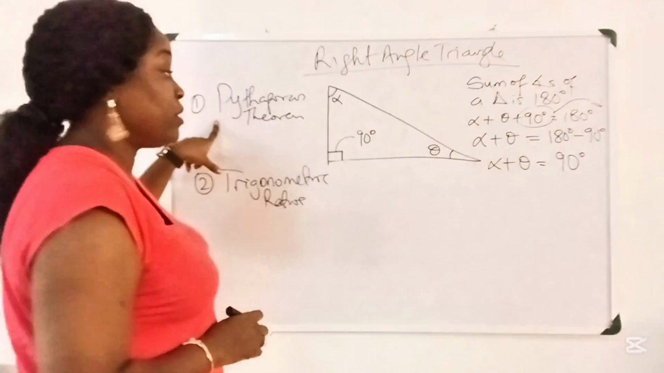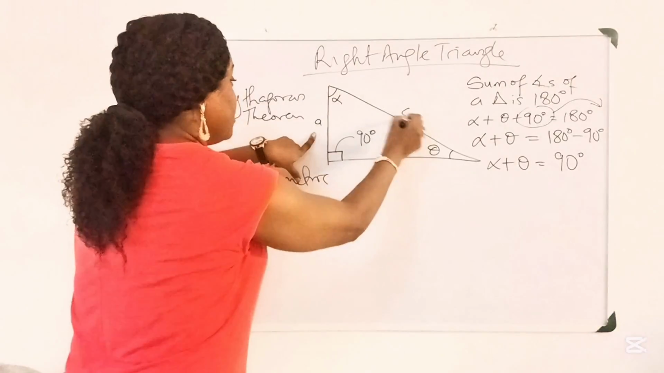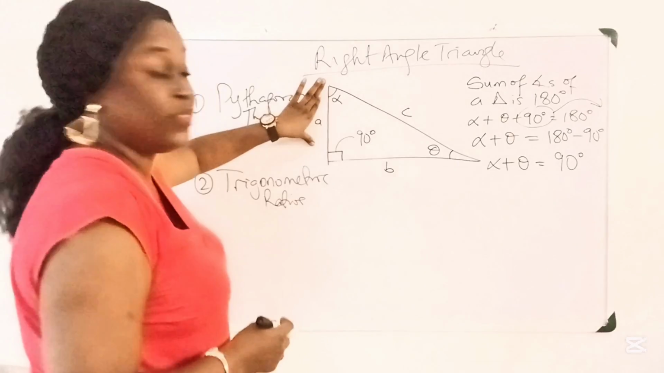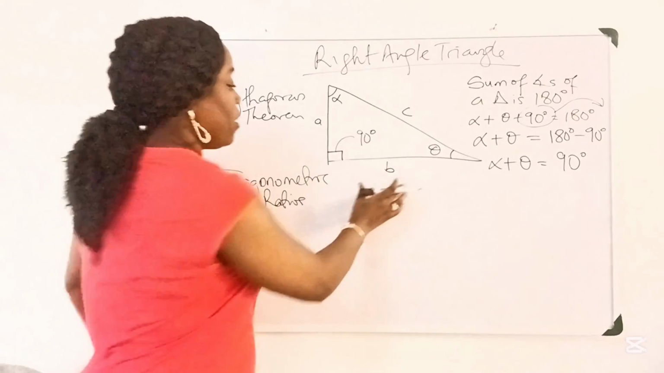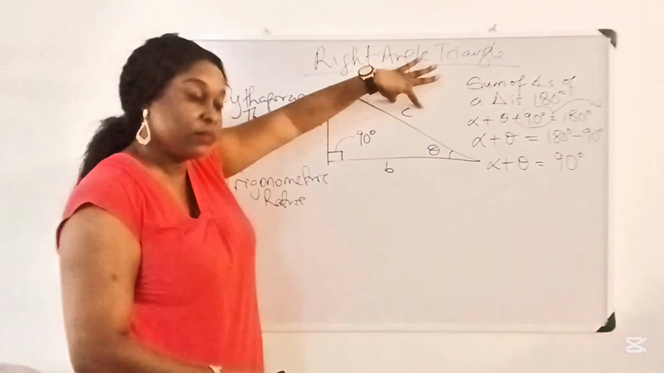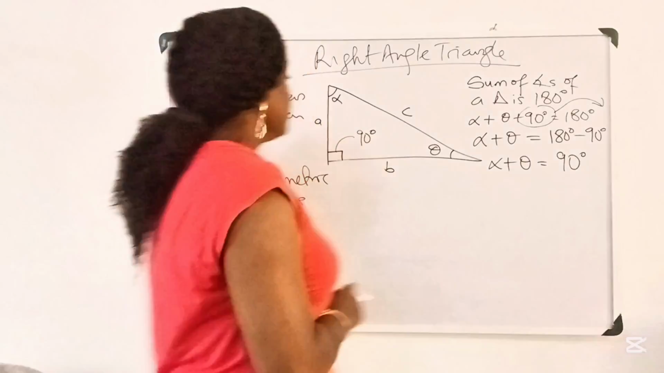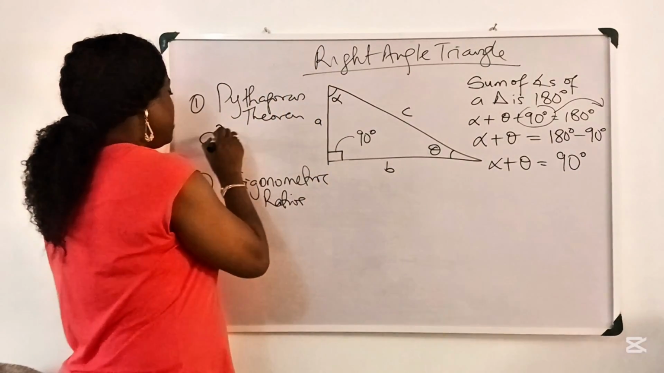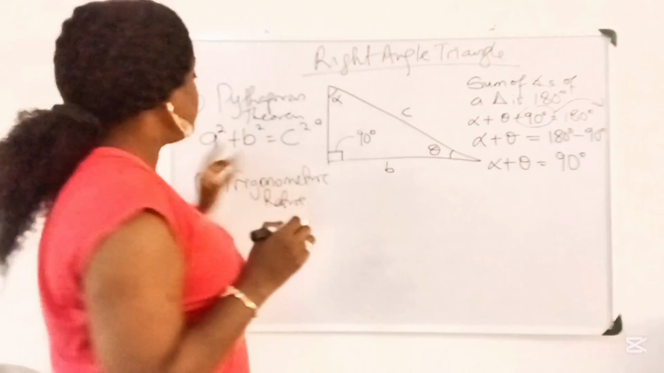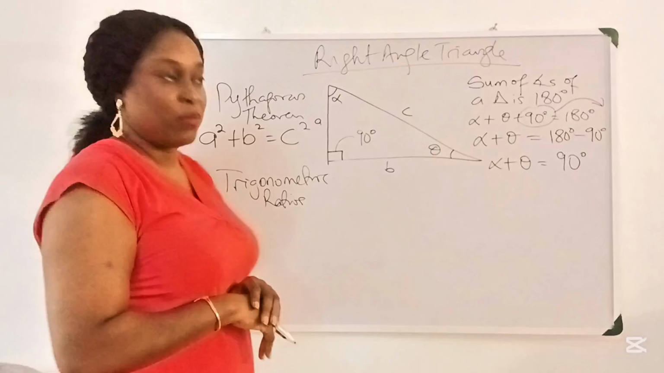The Pythagoras theorem states, assuming this side is A, this side is B, and this side is C, that the square of this side plus the square of this side is equal to the square of this side. It has been proven and it has been tested and tried. That means A squared plus B squared equals C squared. Trust me, this formula can be used to solve a host of problems.